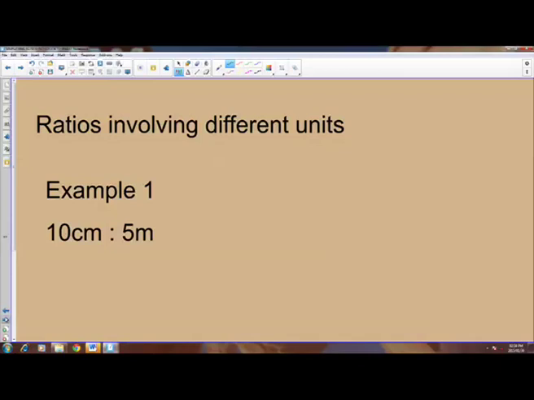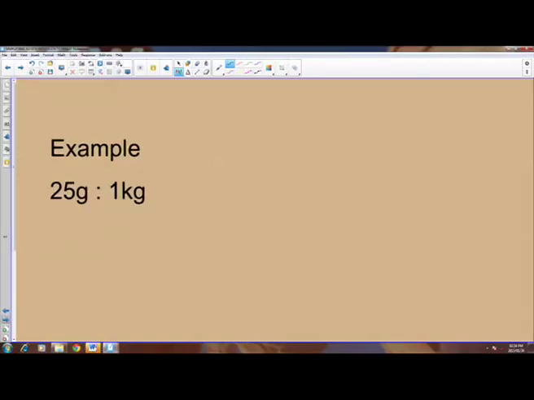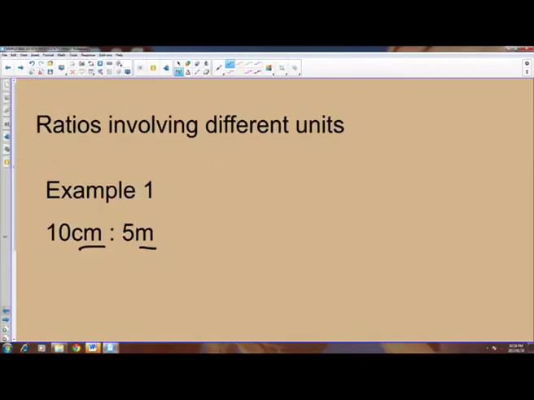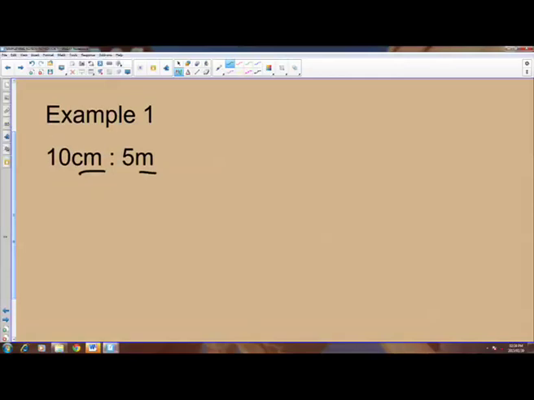The example says 10 centimeters is to 5 meters. When we look, the units are different: 10 centimeters and then 5 meters. So the ratio here is not simplified. We can't leave the ratio like this. We have to make sure that the units are the same first. So let us make sure that the units are the same.